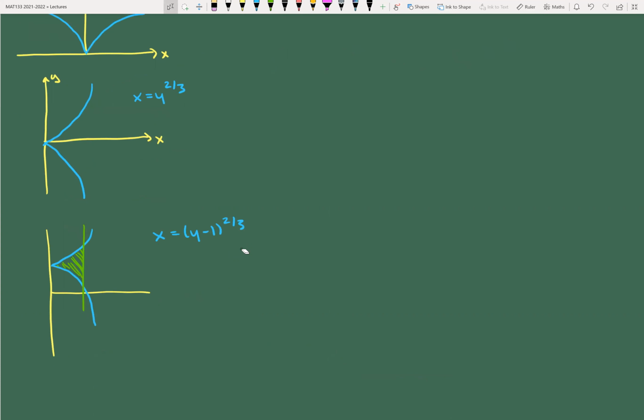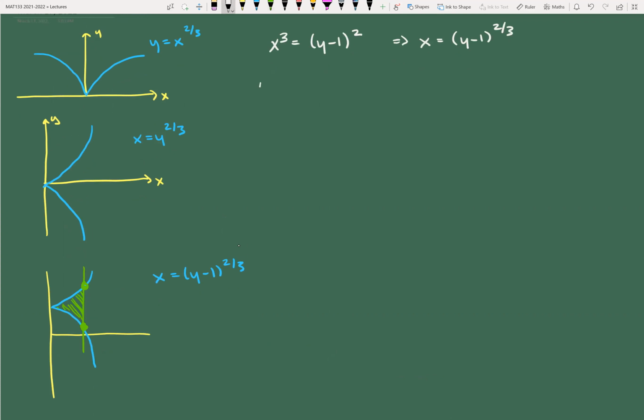And so what we need to do is figure out what these points are. Where does the line x equals 1 pass through my curve? So let's do that first. Let's find where x equals 1 intersects x cubed equals y minus 1 squared. For that, we're just going to substitute x equals 1 into the equation. So we'll get 1 is equal to y minus 1 squared. That means plus or minus 1 is equal to y minus 1.